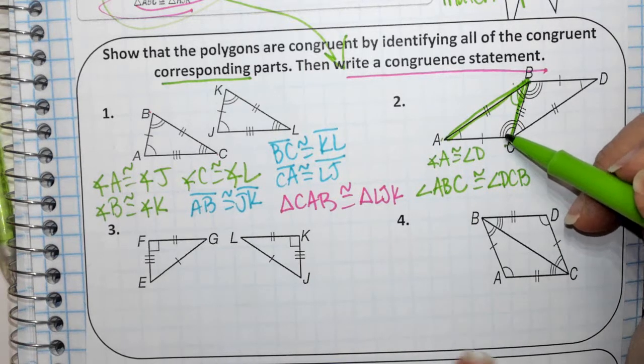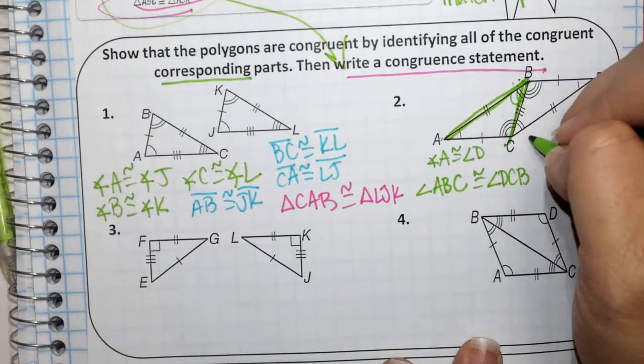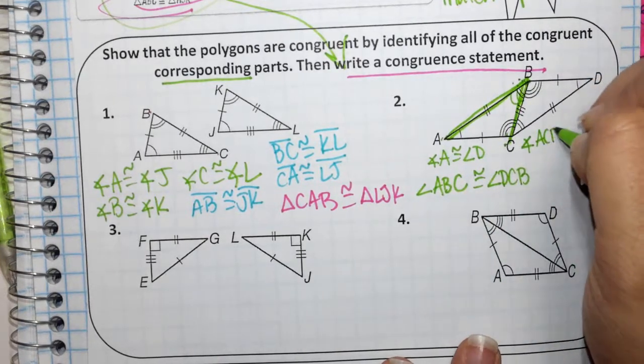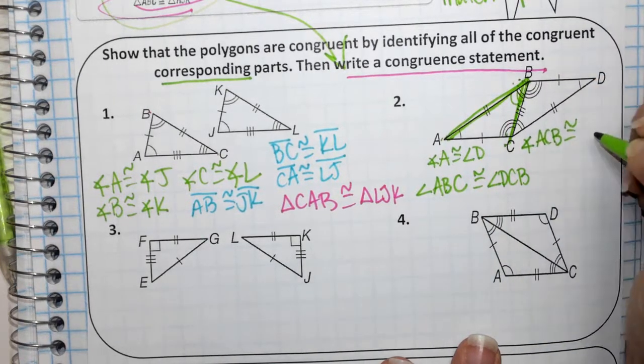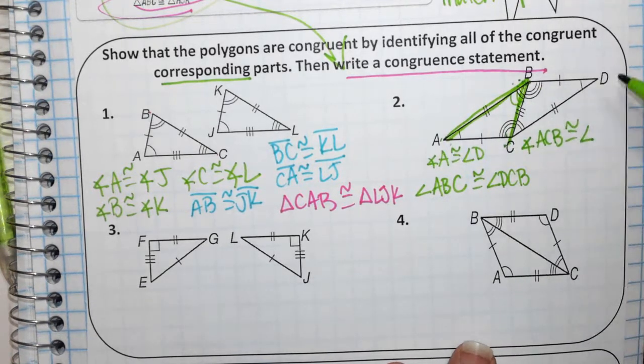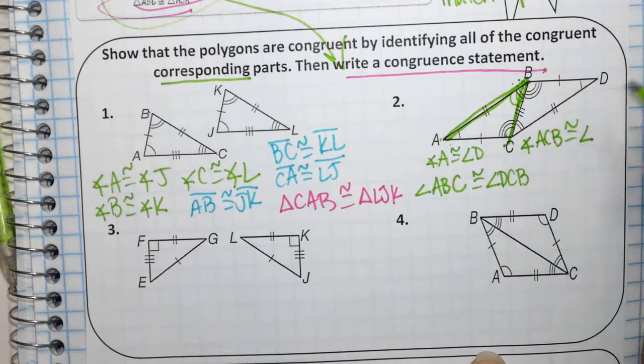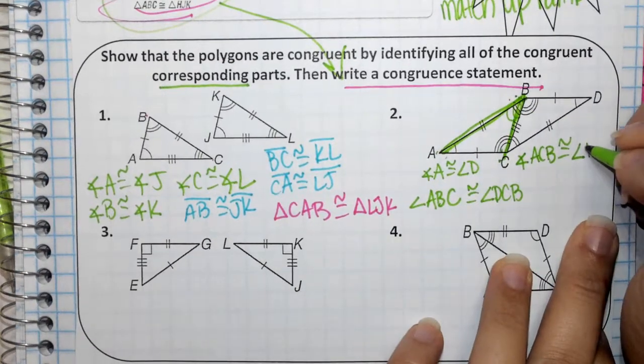Okay, now we need to name angle C. So I'm going to say angle ACB. Angle ACB is congruent to angle. Now I went 1, 3, 2. So what order do I have to go in over here? D, B, C, because I have to do 1, 3, 2.